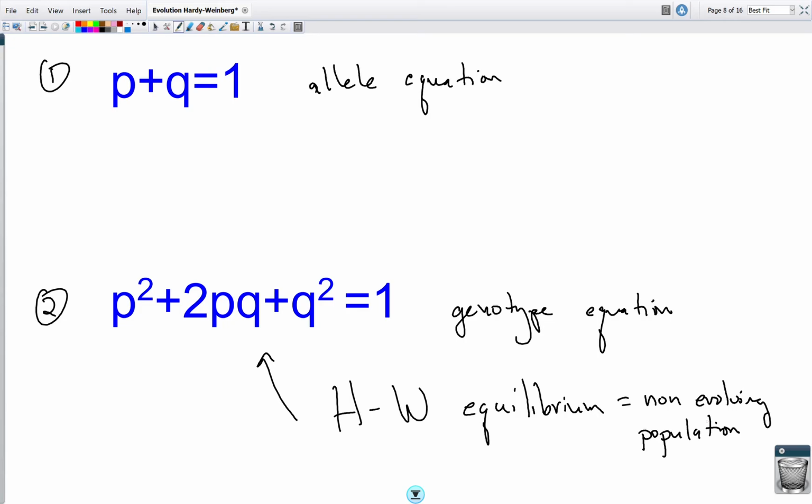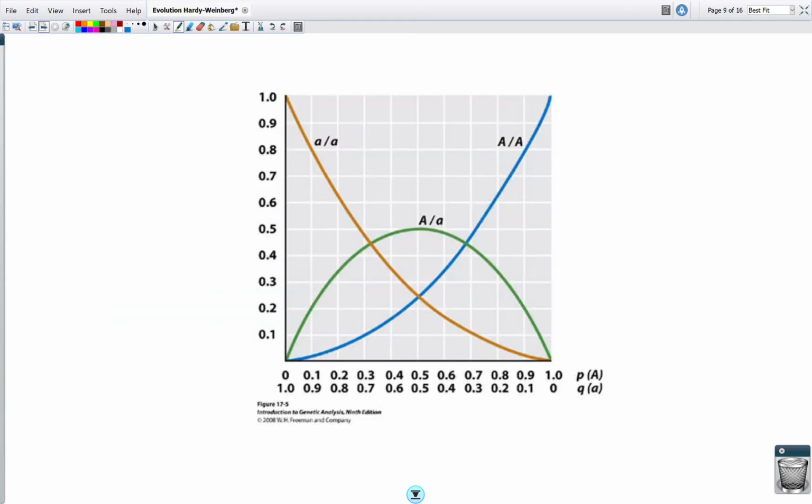In other words, we have to keep all of those conditions that Hardy and Weinberg mention constant. Eliminate selection, eliminate sexual selection, eliminate mutations. This isn't possible. We know that. This is just a mathematical exercise. It's like the ideal gas law. It's kind of fake, but we do it to track genes.